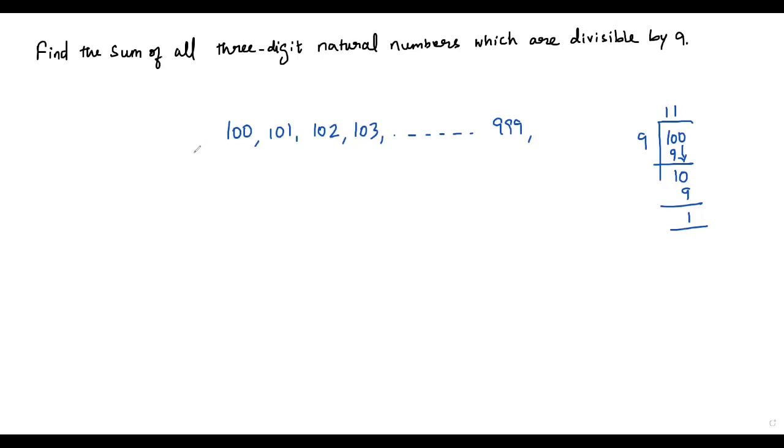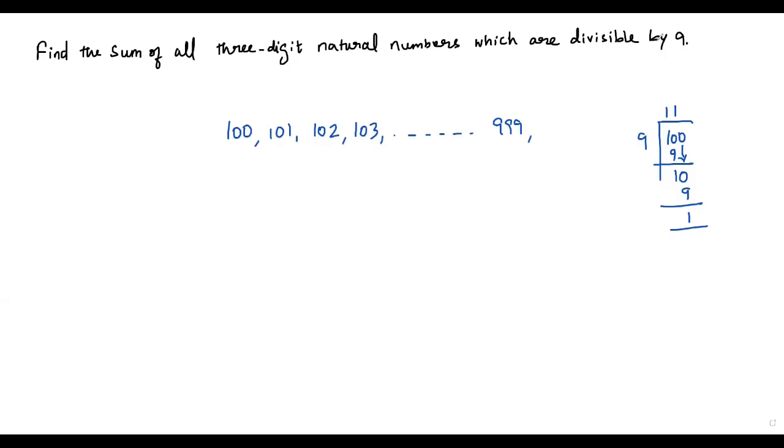Okay, now what should I do? I have to check with the second number. In case the second number is not divisible by 9, should I check with the third number? In this way, I have to keep checking. So it will be time consuming, but there is a trick to find the first 3-digit natural number which is divisible by 9. For that, we can apply the trick over here in this long division.